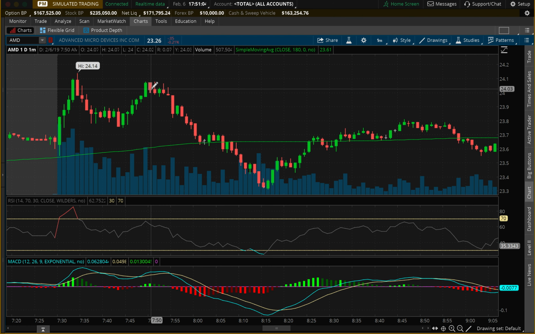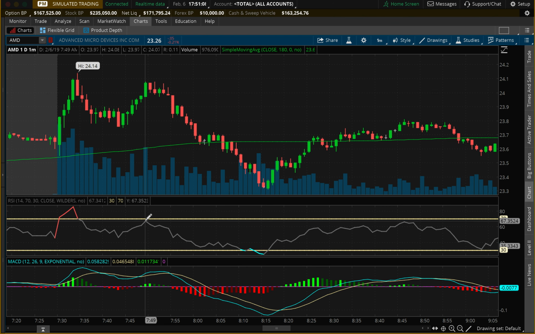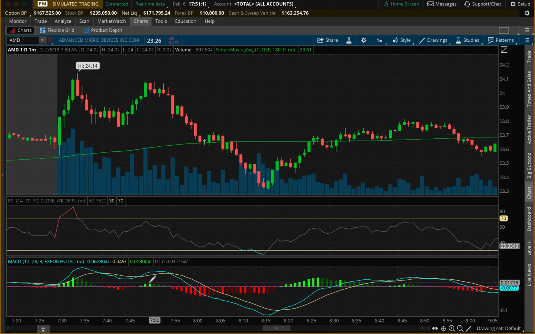and then right up here it reverses. The RSI, you can see, starts to peak out, doesn't exactly get overbought, but it hits this peak, just like this. MACD hit its peak and then reversed, and then it sells off.